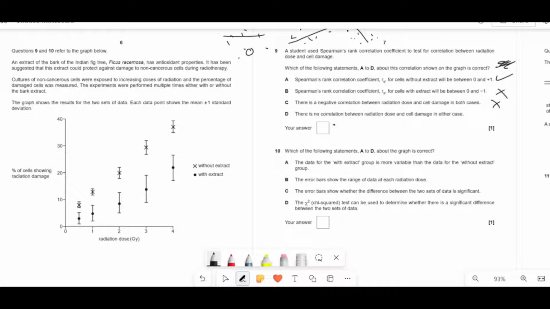There's a negative correlation, nope. There is no correlation, nope. Because you can see as one goes up, the other one tends to go up as well, so there is definitely a positive correlation, so it's got to be B.